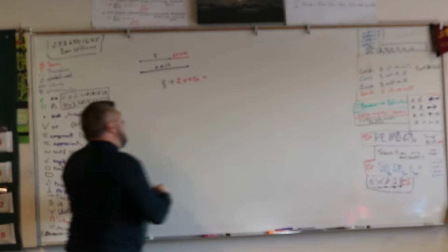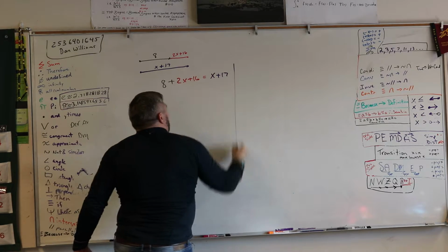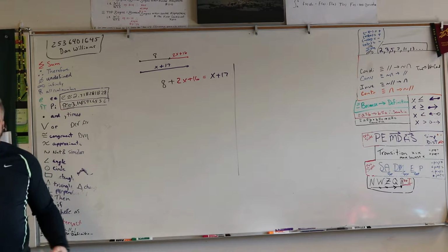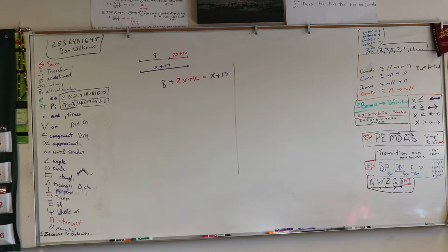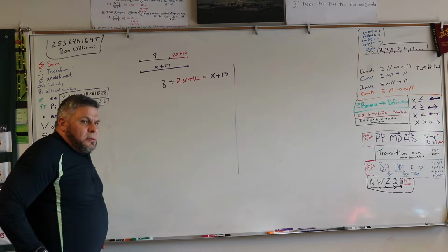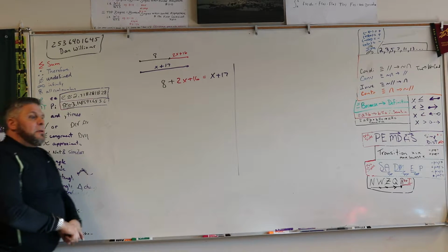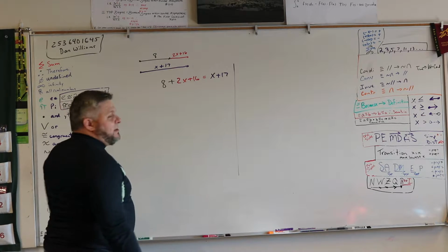2x plus 16, then that should equal the purple, which is x plus 17, yeah? All right, how would I say that? What is that? That's a given. Not a given. It's not simplify, is it?